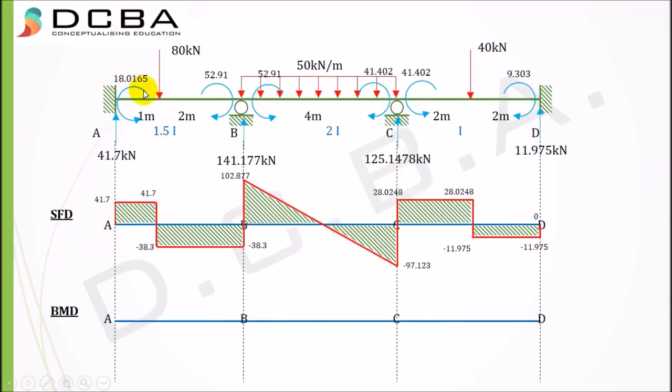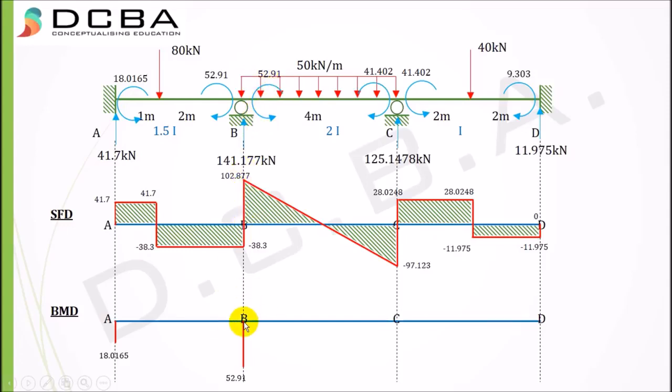As you can see here, it is an anti-clockwise moment and it is going to take my beam downwards. At this end, it is going to frown or hog my beam. So I'll have to construct it downwards, 18.0165. Again, this moment is clockwise, and again this will try to take my beam downwards. When it rotates like this in a clockwise manner, it will take my end downwards. So again I have to plot it below, 52.91. This will also cause a hogging shape, 52.91.